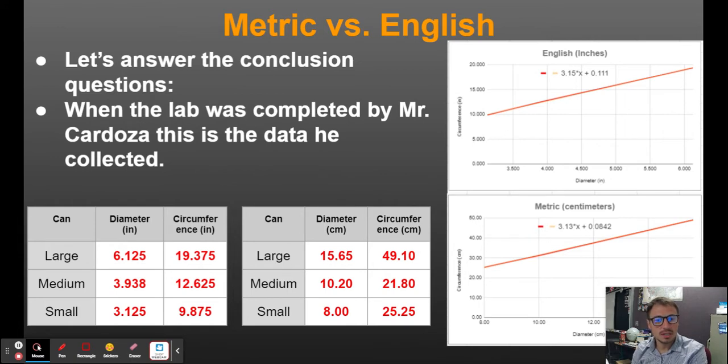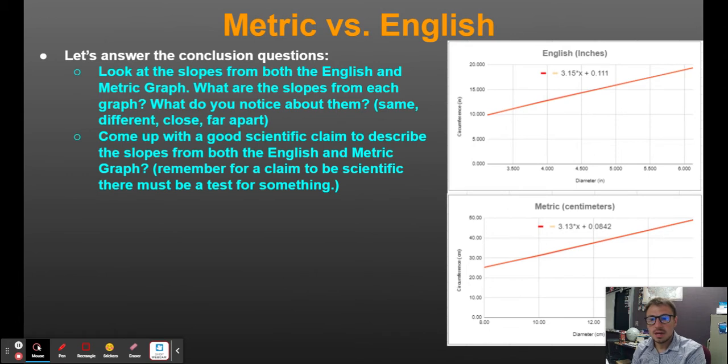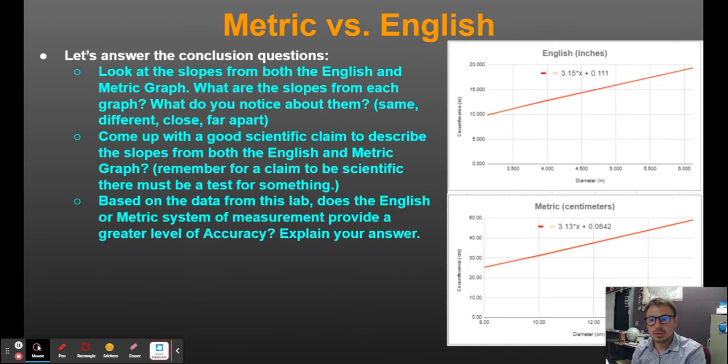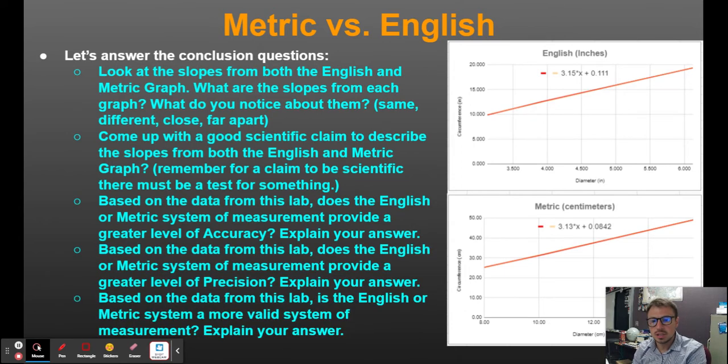So this was the data that was collected. Now, notice that the slope on each of these appears to be the same: 3.15, 3.13, about the same. So both measurement systems are just as accurate. Both of them are just as precise. Both of them are just as valid because they were just made up by humans, right? You can make up your own measurement system and it would be just as valid.